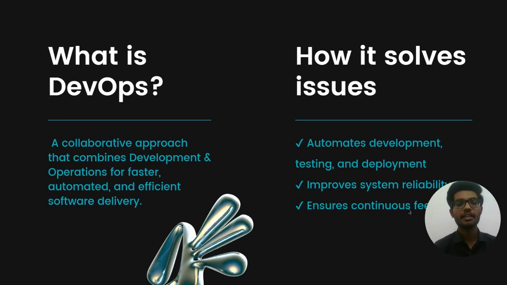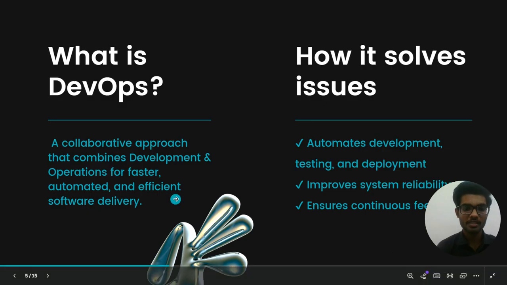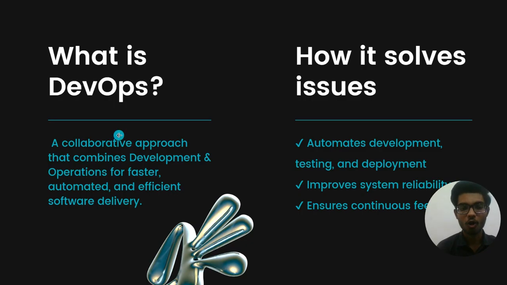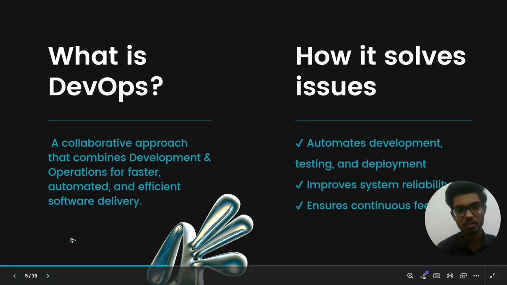Now, what exactly is DevOps and how is it going to solve the issues? From all the past discussion, you might have understood DevOps is not a tool. It is a technique. DevOps is a concept, a methodology to work, or a practice which can be implemented in the real software development cycle. It is a collaborative approach that combines development and operations for faster, automated, and efficient software delivery. If you see the words faster, automated, and efficient software delivery, this is all we needed before the DevOps era.